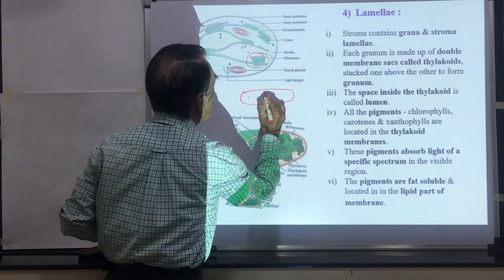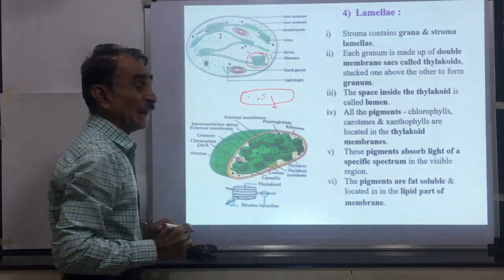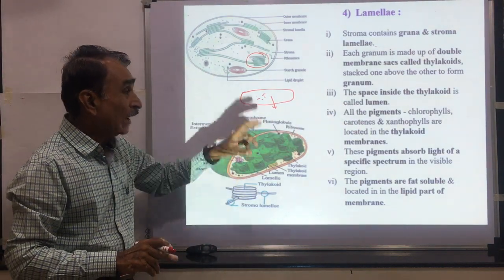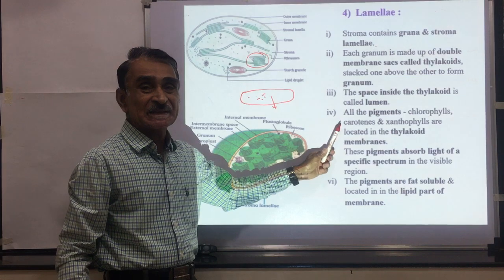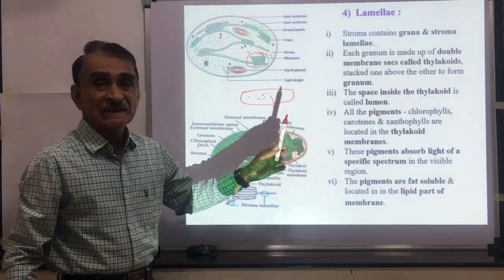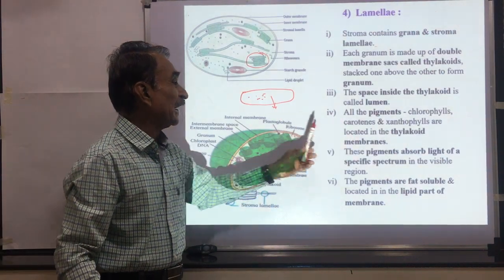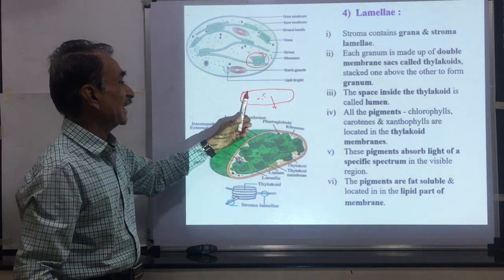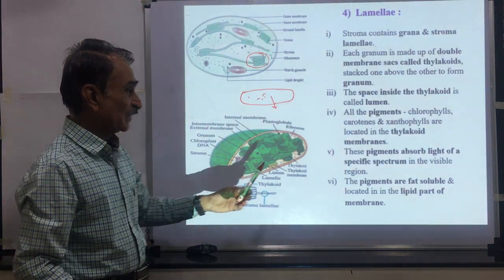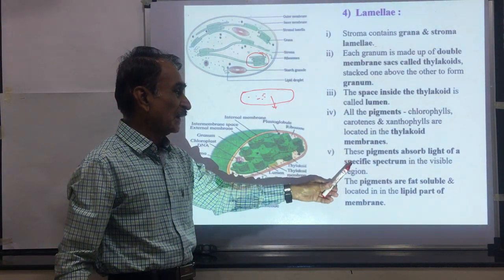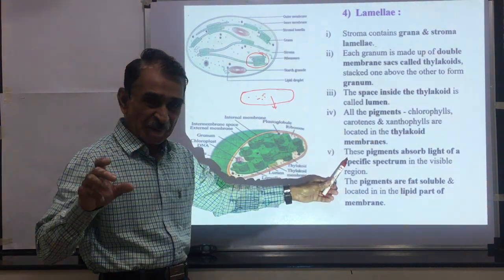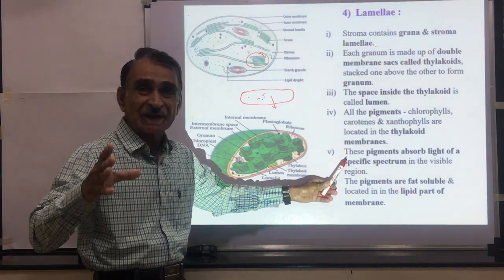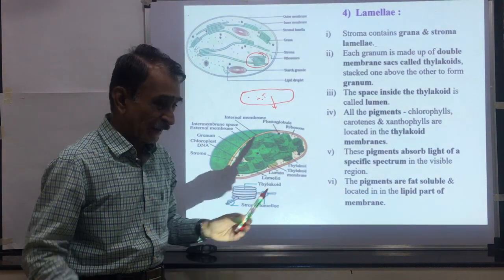This space is called the lumen. All the pigments, chlorophylls, carotenoids, and xanthophylls, are located in the thylakoid membranes. These pigments absorb light of a specific spectrum. Every pigment absorbs light of a specific spectrum.